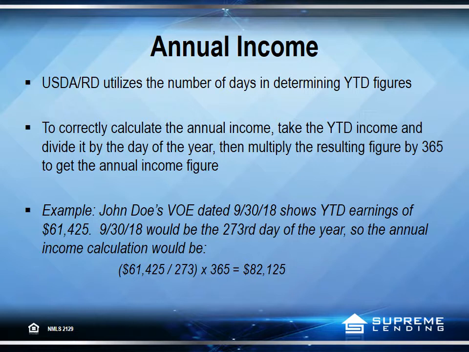For example, John Doe's verification of employment dated September 30th, 2018 shows year-to-date earnings of $61,425. September 30th, 2018 would be the 273rd day of the year, so the annual income calculation would be $61,425 divided by 273 multiplied by 365, which equals $82,125.